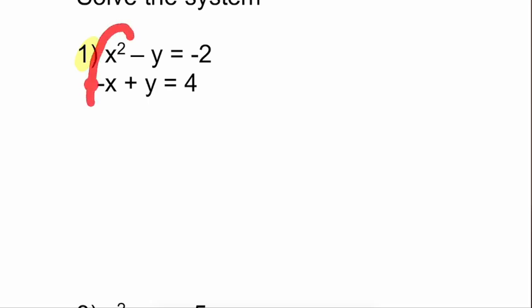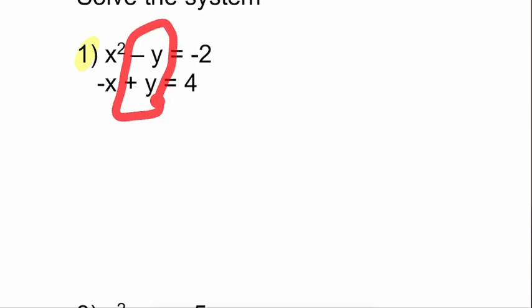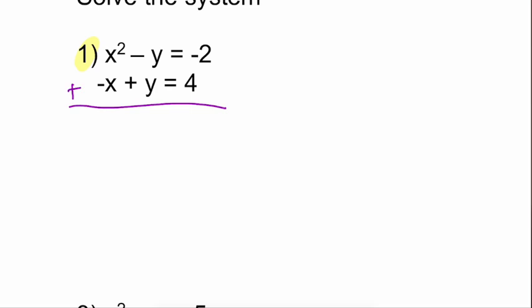You might notice that our x's aren't a match, but our y's in this case are a perfect match there. One is a negative y and one is a positive y. So this is a really good function to just put a little addition line underneath and combine the two equations together. Now, when you do that, our negative y and our positive y are going to cancel out perfectly. That's great. But we're going to be left with an x squared, a negative x on the left side, and a negative 2 plus 4 or a 2 on the right side.